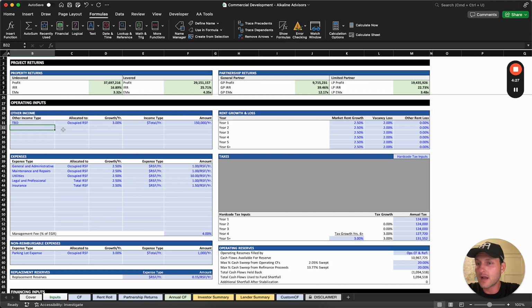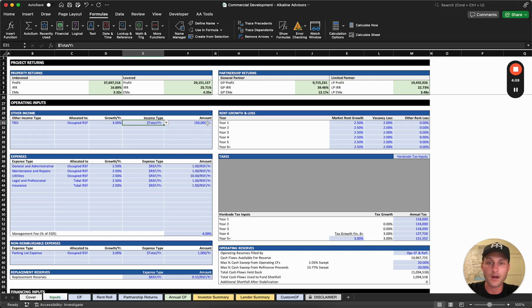But for the other income section, you can choose how we're identifying the other income. Are we tying it to the total rentable square feet or only the occupied rentable square feet? What are we growing the other income at, what percent per year? And then what is the income type? So are we taking a total amount per year of the other income? Say we think we'll have $200,000 per year of TBD, or are we saying we're going to have $200 per rentable square foot per year of TBD other income?